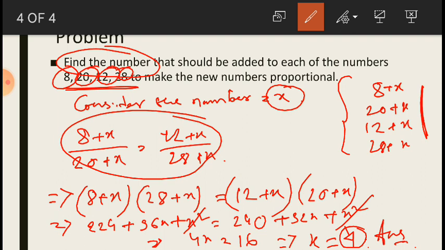Okay, so this kind of thing you need to understand here. So just look at those problems, that will be quite important and helpful to do the problems in proportion.